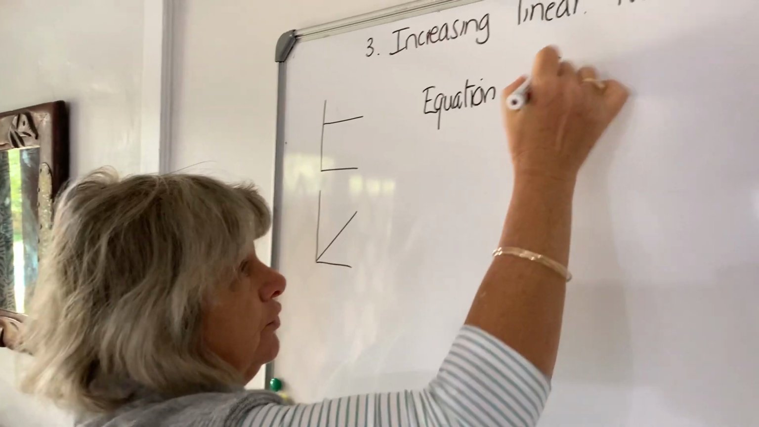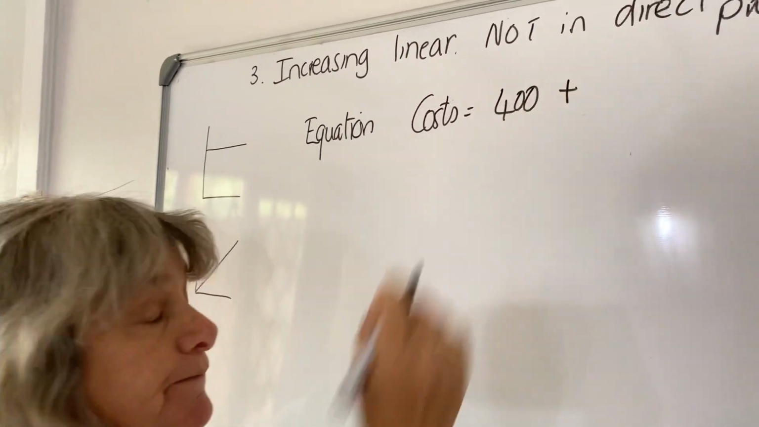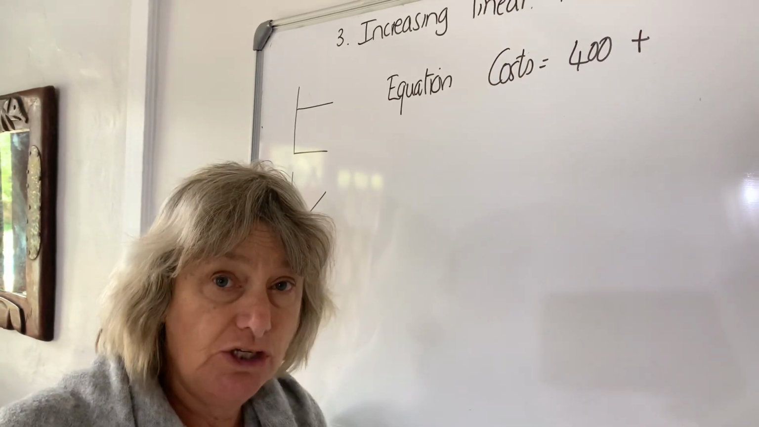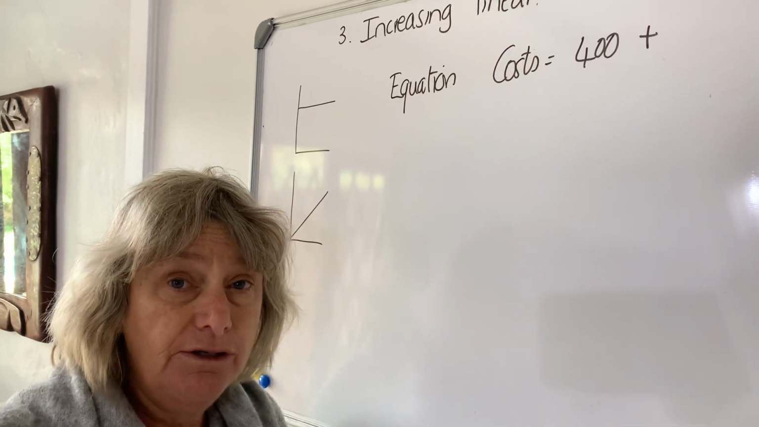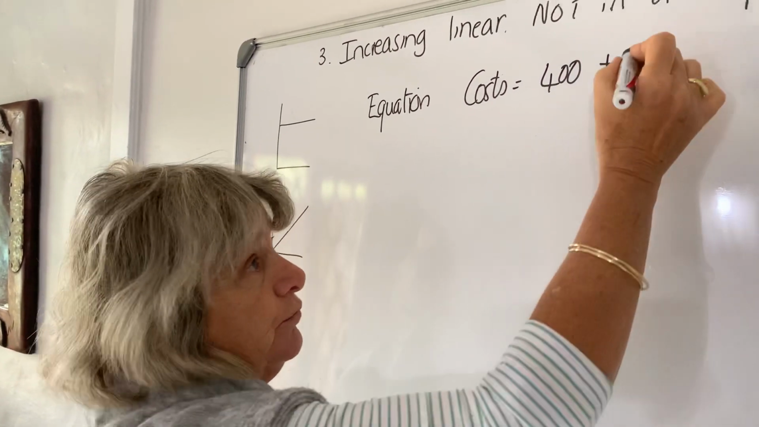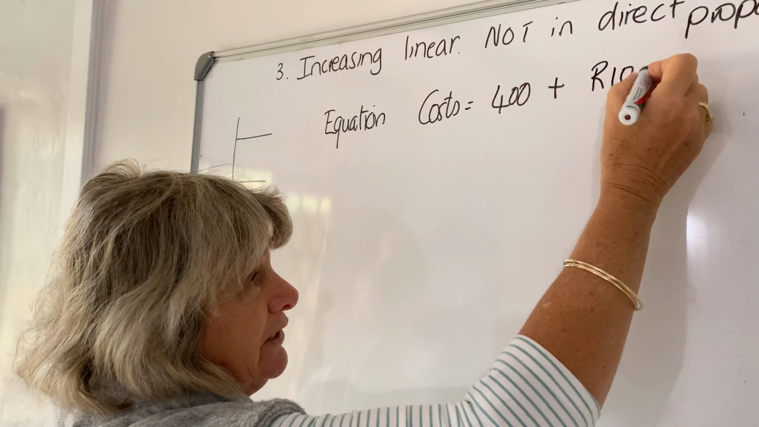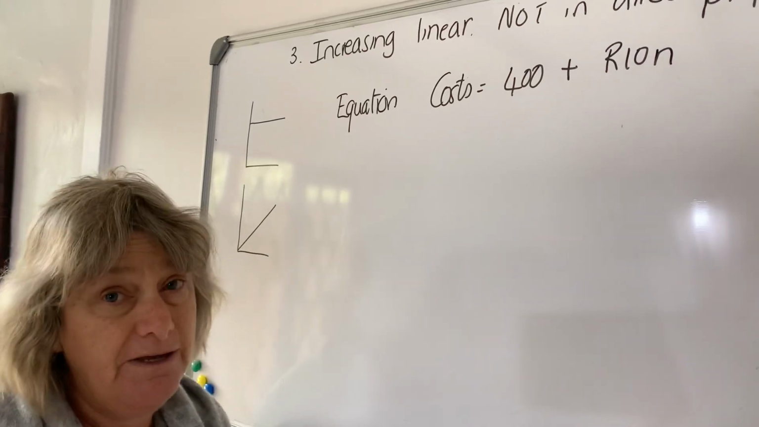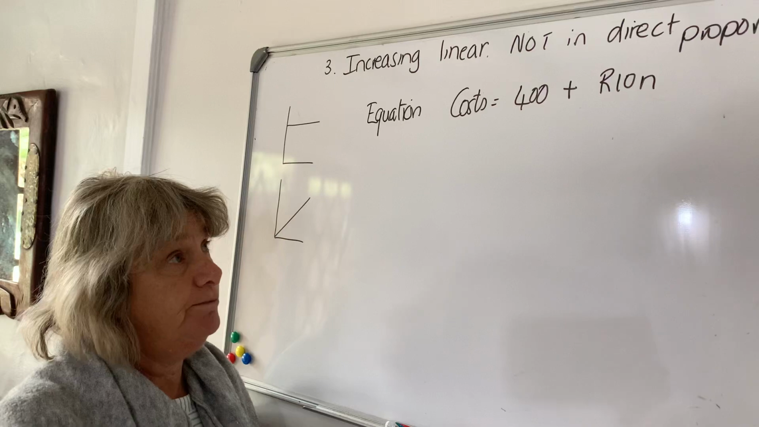here, her costs will be equal to 400 Rand plus. Now, in addition to her fixed cost, she also has a variable cost because she pays for the ingredients in each cup of coffee. And she's figured out that those ingredients amount to, let's say, 10 Rand. So for each cup of coffee sold, she'll pay 10 Rand. So it's 10 Rand times N, where N stands for the number of coffee cups sold. And this is an equation to represent the costs of her business.